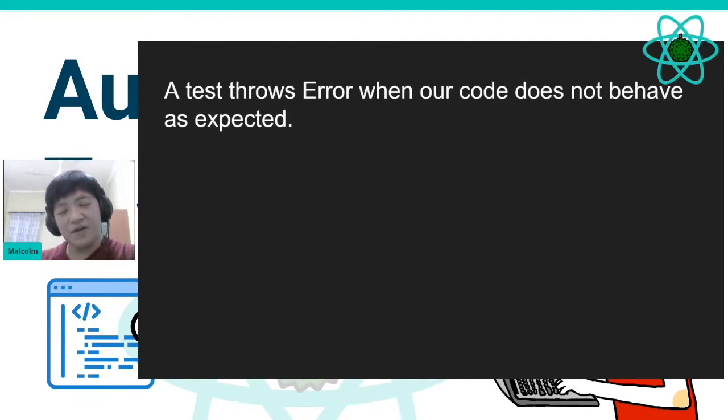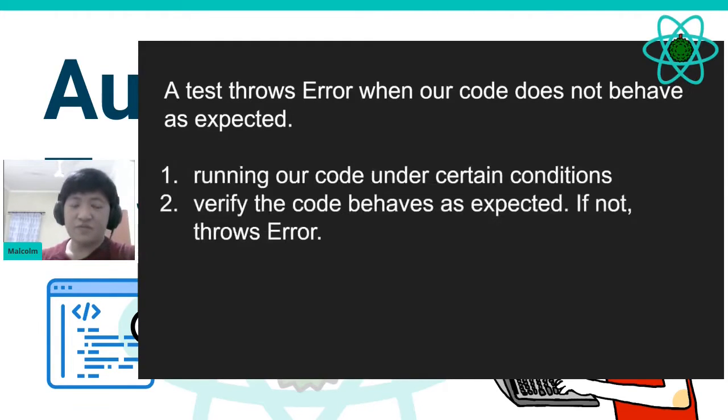For a test to achieve this goal, it throws an error when our code does not behave as expected. It will always have two steps. First, it will run our code under certain conditions, and then after that, it will verify our code behaves as expected. If it's not expected, then it will throw an error.